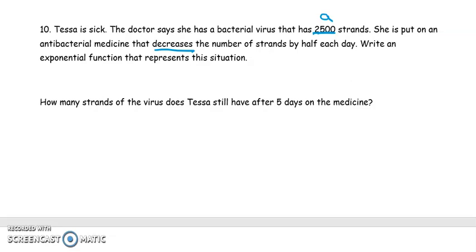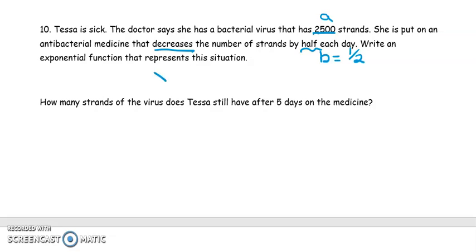Our numbers, our strands should be getting smaller and smaller every single time. Well, how much are they going to get smaller by? Well, by half each day. So this half is going to be our B, our growth or decay factor. So it's going to be a decay factor of 1/2. If you want to use 0.5, then that's fine as well.